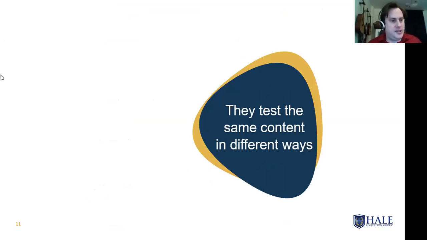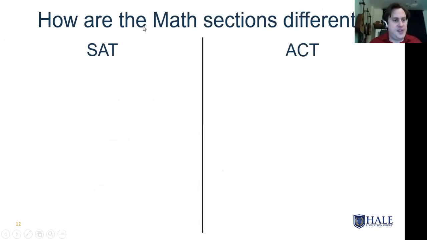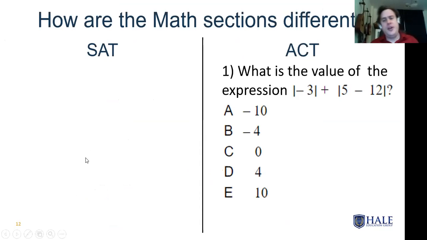So now is the point where we're going to do a couple of sample problems that hopefully will illustrate the differences between the tests. Okay, so how do the SAT and ACT test the same concept, but in a different way? Let me give you an example. The ACT might ask you a question like this.